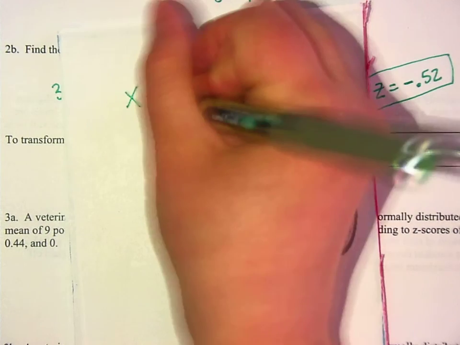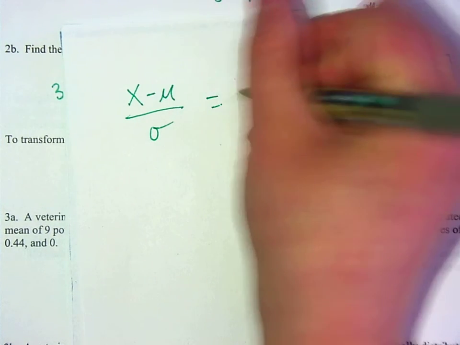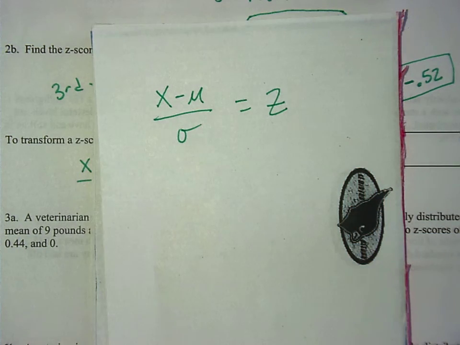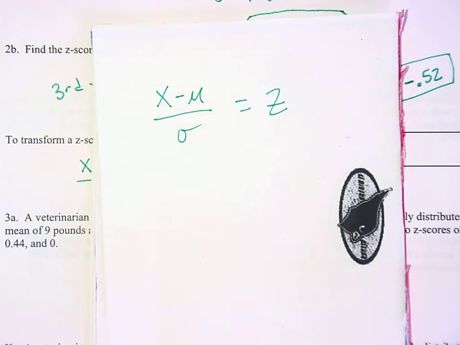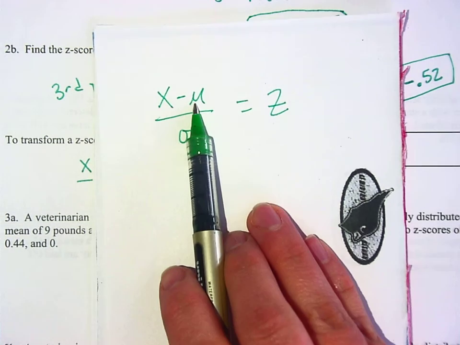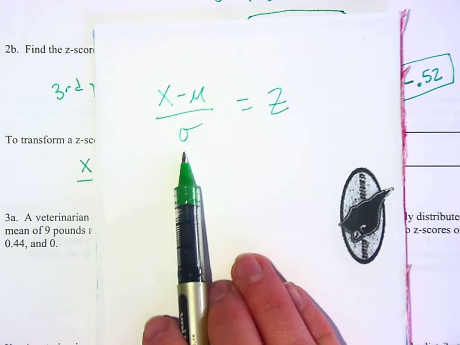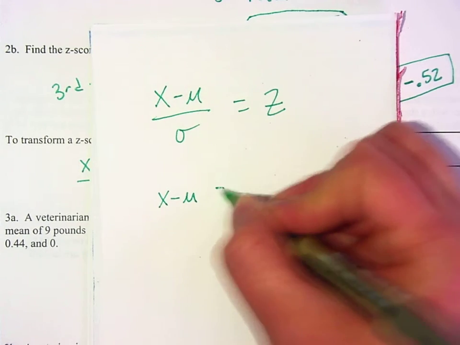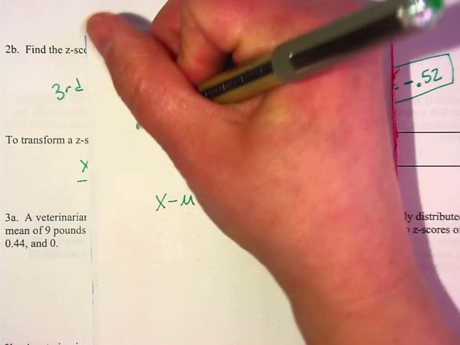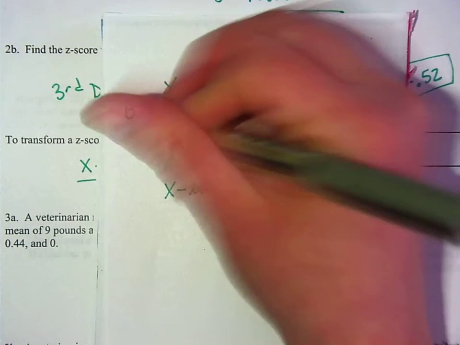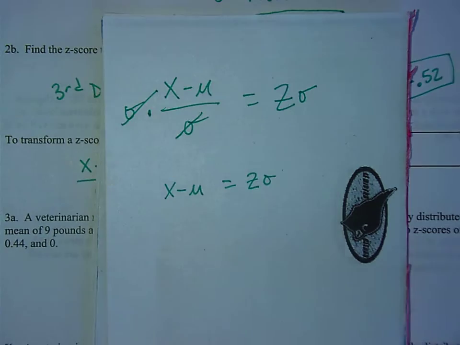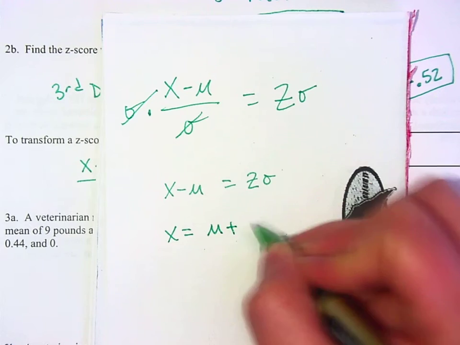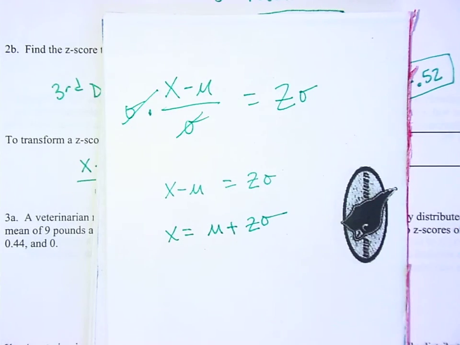All right, I'm going to write right here, x minus mu over sigma equals z. Take me through it. How do I transform it into x equals? Multiply by sigma, the thing on the bottom. So it'd be x minus mu equals z times sigma, because if I multiply by sigma here and sigma there, those cancel out. Add mu. So it's mu plus z times sigma. That's correct.